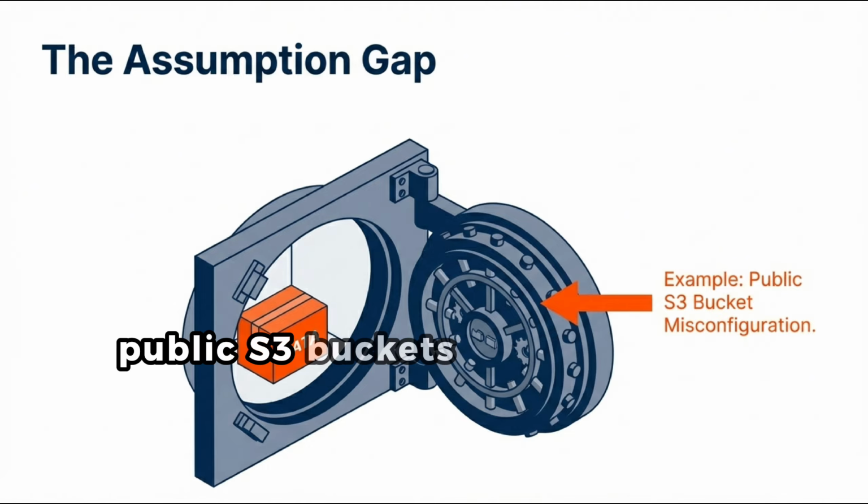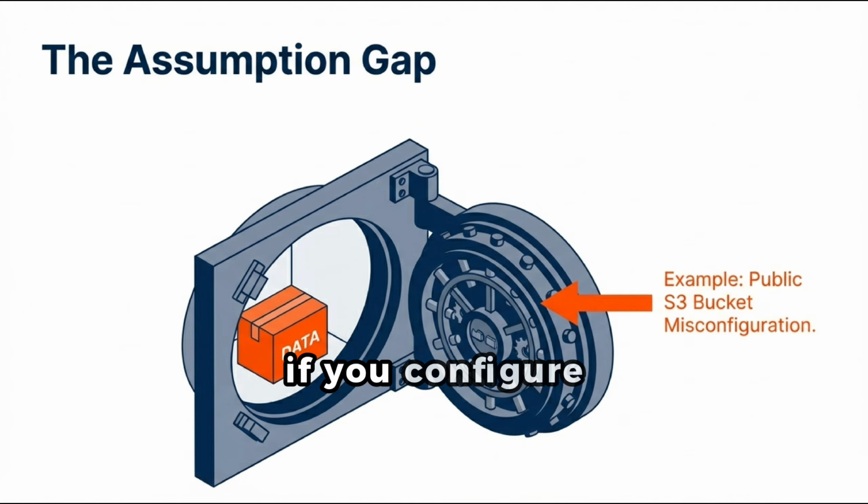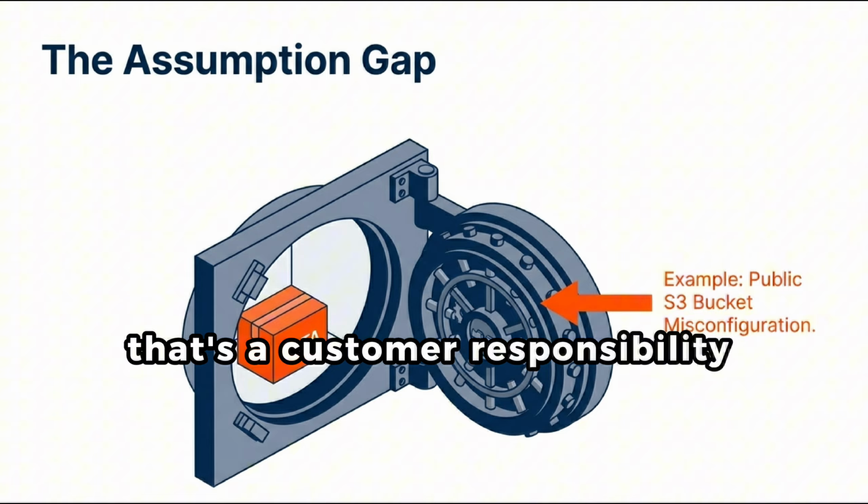Public S3 buckets are the classic example. AWS provides the tools to control bucket permissions. If you configure a bucket as publicly readable and expose sensitive data, that's not AWS's fault. You had the controls, you misconfigured them. That's a customer responsibility failure.